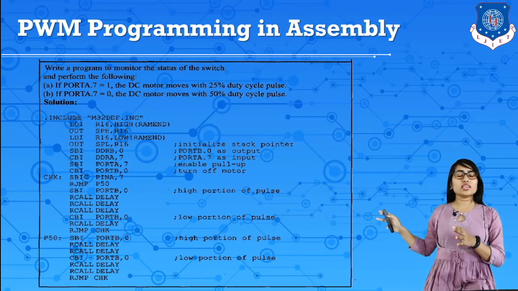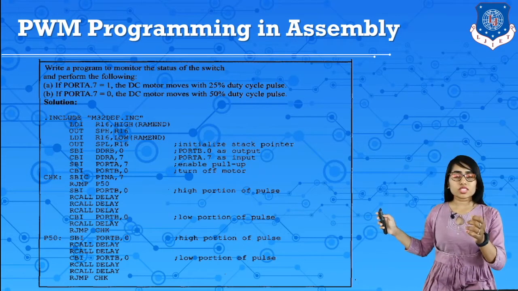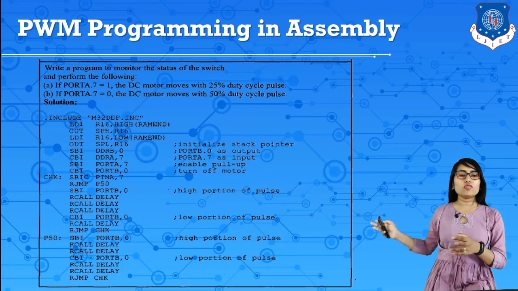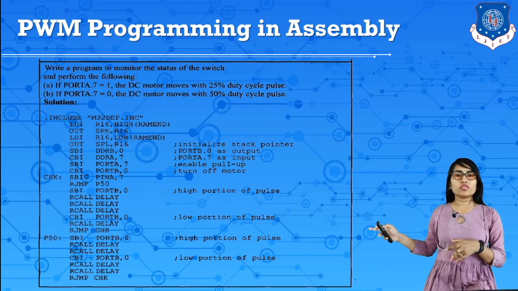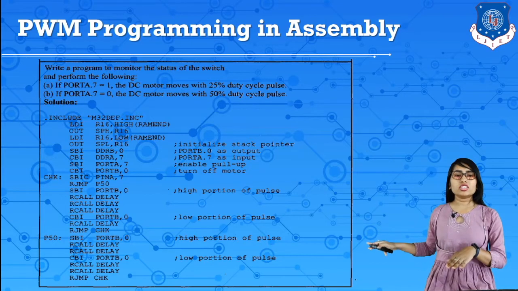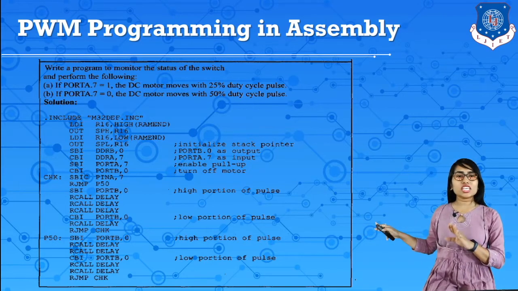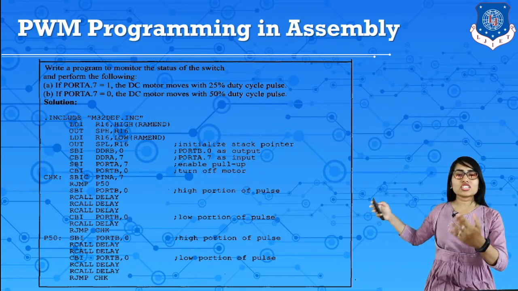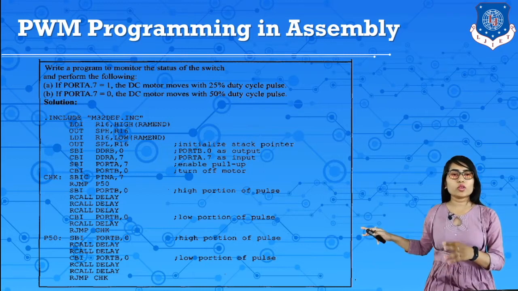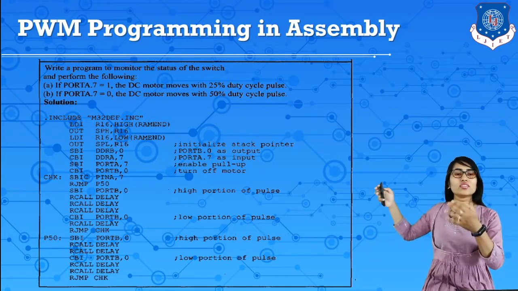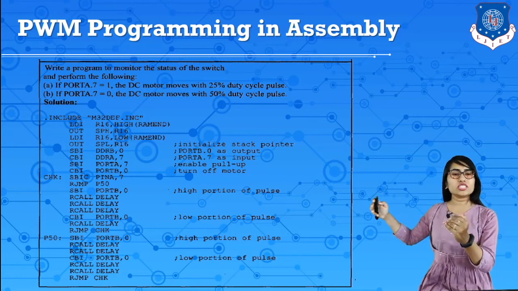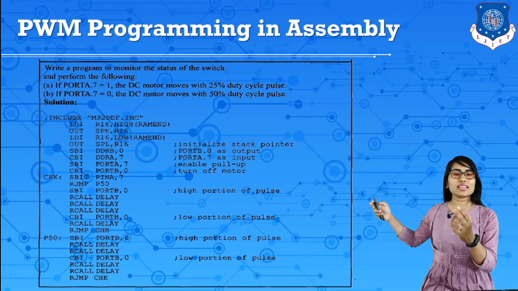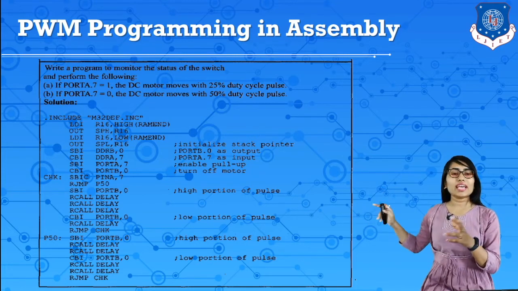SBIC PINA.7: if this pin is set, it skips the next instruction. Otherwise, when this pin PINA.7 is 0, it executes the next instruction and jumps to the label P50, that means it has a 50% duty cycle. Whenever PINA.7 is equal to 1, it skips the next line and continues with the program, like SBI PORTB.